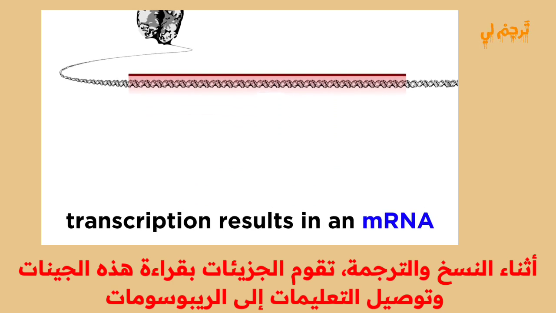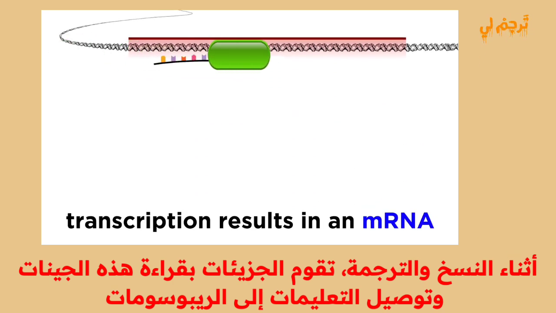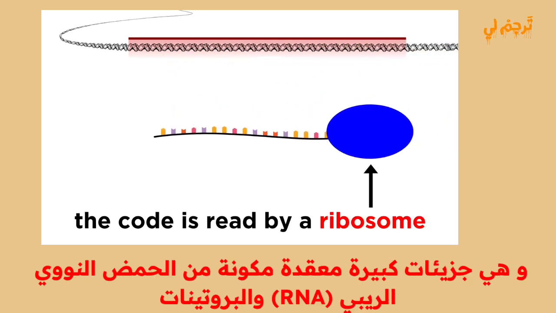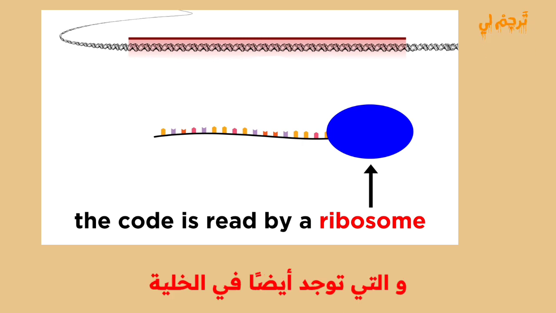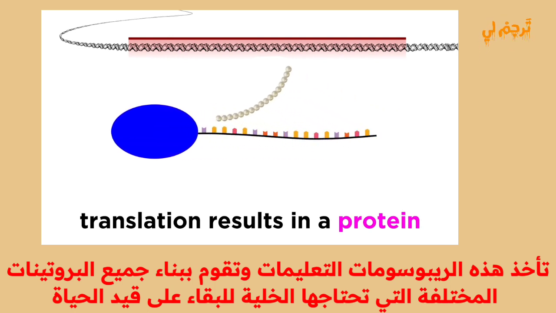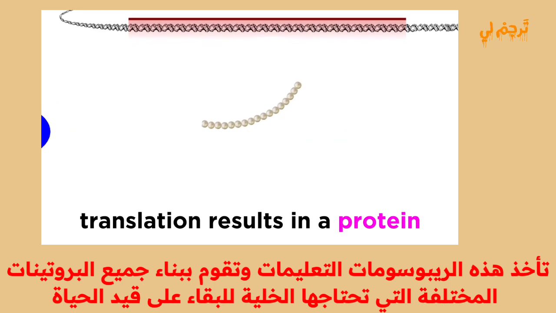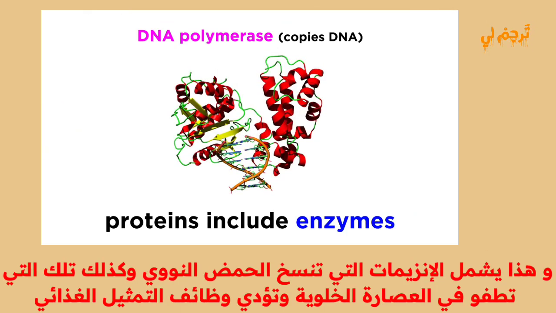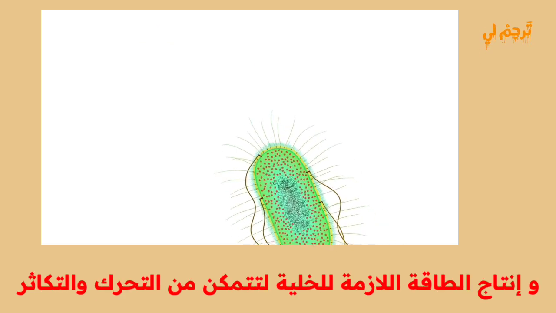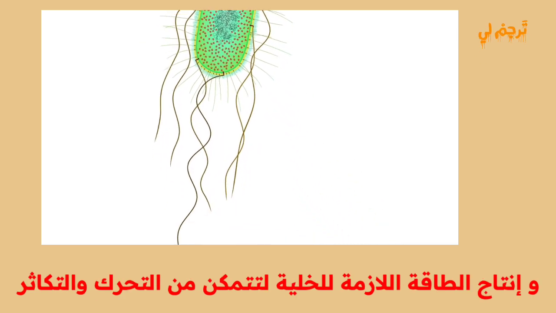During transcription and translation, molecules read these genes and deliver the instructions to ribosomes, complex macromolecules made of RNA and proteins, which also sit in the cell. These ribosomes take the instructions and build all the different proteins that the cell needs to survive. These include enzymes that copy DNA, as well as ones that float around in the cytosol and perform metabolic functions, producing the energy needed for the cell to be able to move around and reproduce.